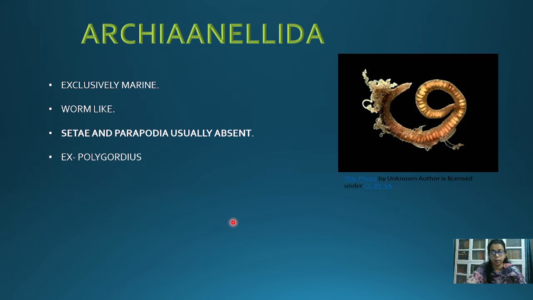This is also important. Moving to the Archiannelida, they are marine and worm-like creatures, and the setae and parapodia are both absent, and the example is Polygordius. Not much is known about this class, but the example is Polygordius.